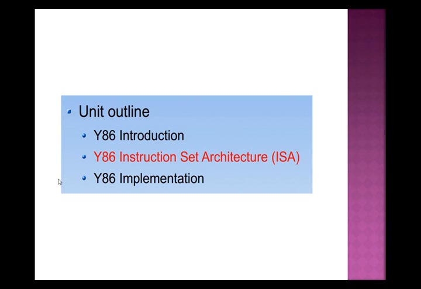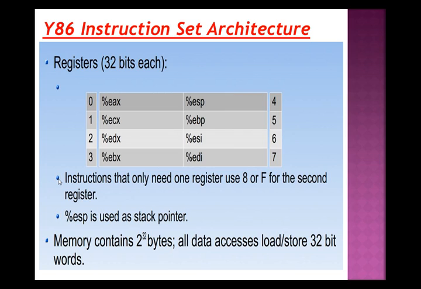Then next topic is your Y86 ISA, that is instruction set architecture. So as I said, there are 8 registers of 32 bits each. This is 0, 1, 2, 3, 4, 5, 6, 7. There are 8 registers starting with 0, ending with 7. That is EAX, ECX, EDX, EBX, ESP, EBP, ESI, EDI. So there are 8 registers. Instructions that only need one register use 8 or F for the second register.